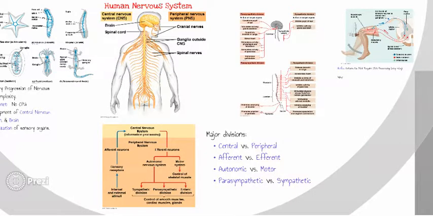Okay, so we've got major divisions: central, peripheral, brain, spinal cord, everything else. Afferent are sensory neurons taking stimuli to the central nervous system. Efferent carries away. We're going to look at the difference between autonomic, which means automatic, you don't have to think about it, versus anything that's motor controlled, which is voluntary muscle. And then we'll take a look at the differences between parasympathetic and sympathetic nervous systems.